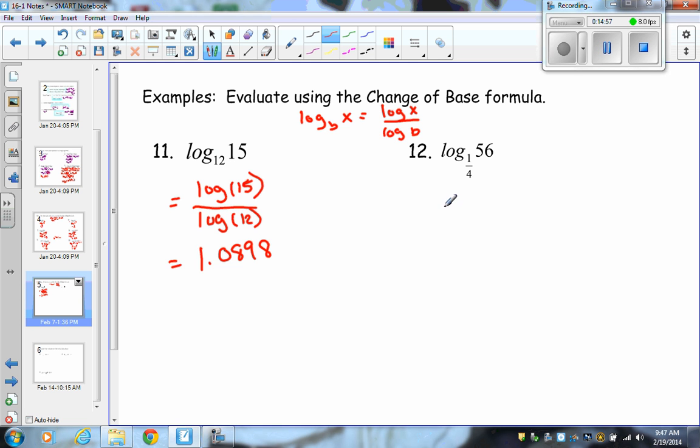On example 12, in my calculator, I would type the log of 56 divided by the log of 1/4, and I should get a decimal of about negative 2.9037.